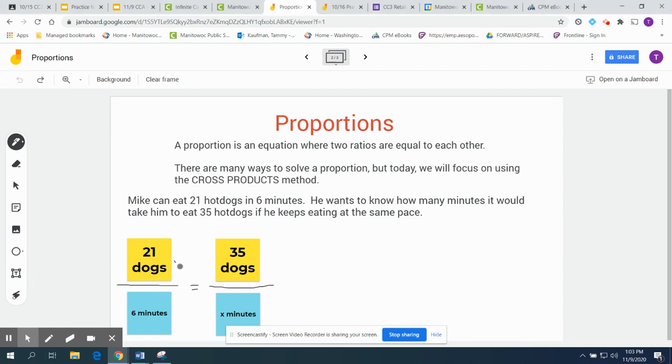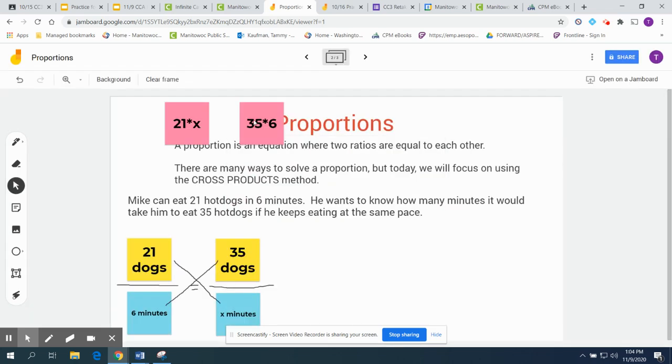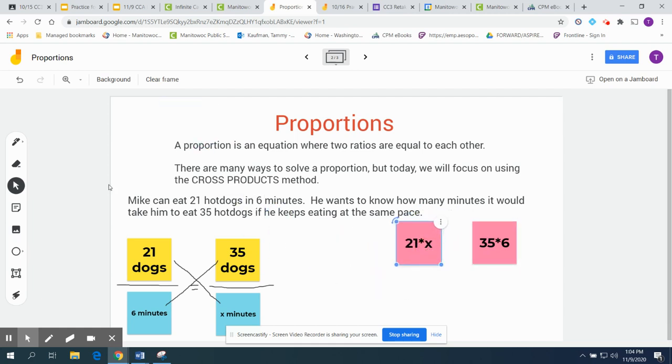So the method we're going to use to solve it is called cross products. And notice I'm putting my diagonal lines because those are the numbers that I'm going to multiply. So I'm going to take 21 times X and 35 times 6. So 21 times X is one of them, and the other one is 35 times 6. And I'm going to set those equal to each other. So here's one of them, and here's the other. And because it's a proportion, we're saying that these two are going to be equal to each other.